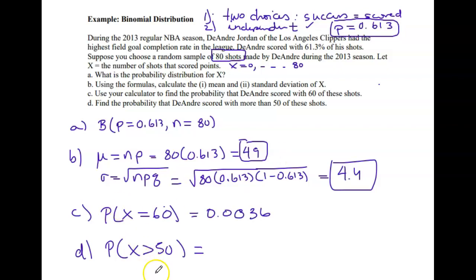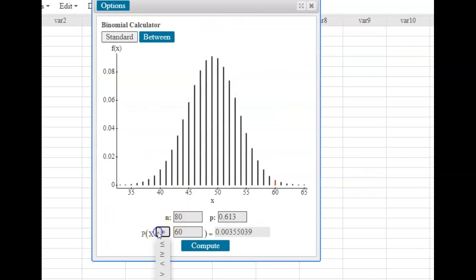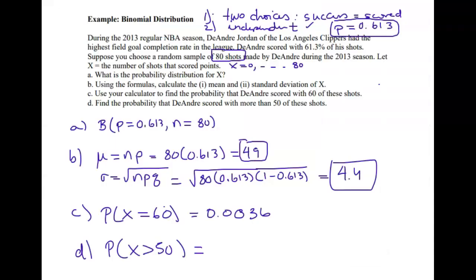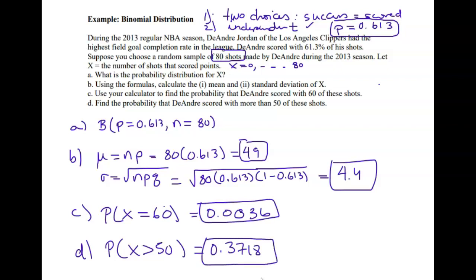And the next probability is that x is bigger than 50. So I go here and change it to bigger than 50: 0.3718. All right, that's it. Those are the probabilities with the help of StatCrunch.